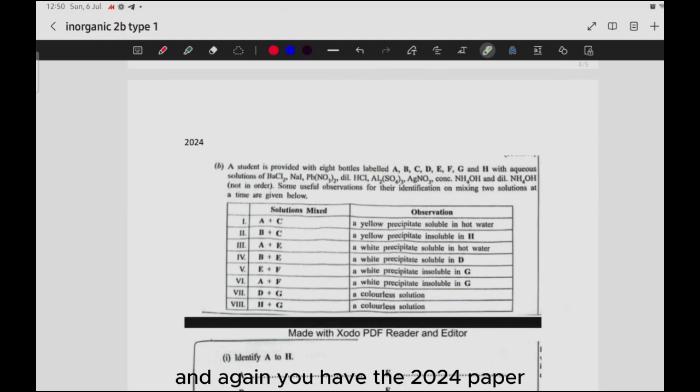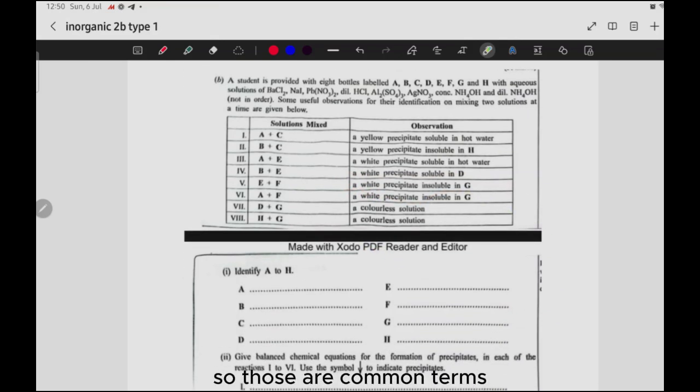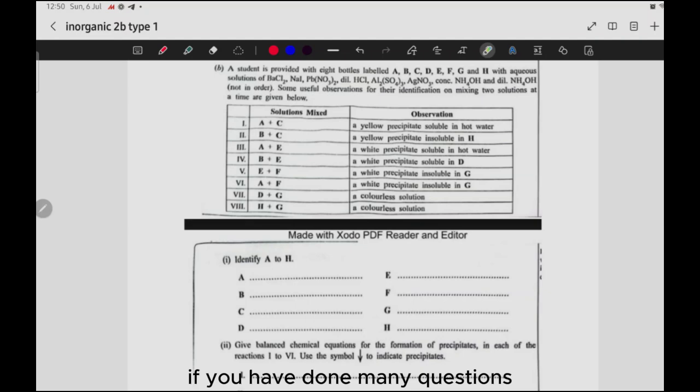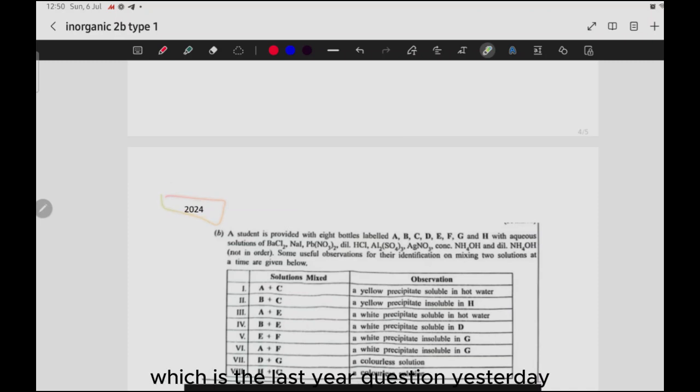And again you have the 2024 paper. This is also the same thing. See, yellow precipitate, white precipitate soluble, white precipitate insoluble. Those are common terms. If you have done many questions, it's easy for you. So go through the note well and try the 2024 question, which is last year's question.